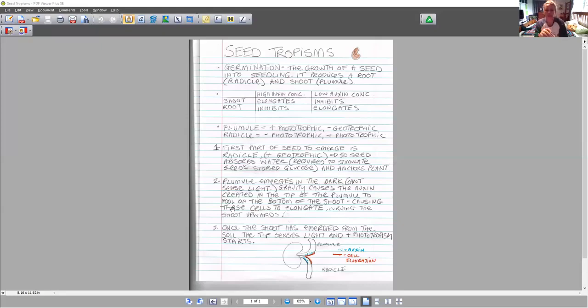I've done a little diagram at the bottom. The blue bits are the auxin concentration, and the red bit is where the cell elongation is. As you can see with the plumule, gravity has pulled that auxin down. The auxin has created the cell elongation, causing curving up. And in the radicle, the lack of auxin has caused those cells to elongate, curving the growth down.